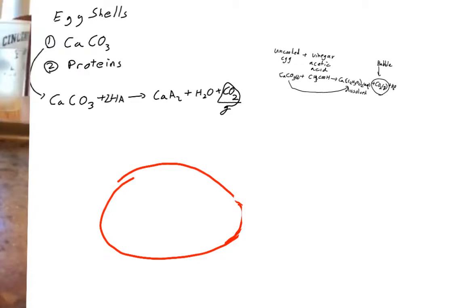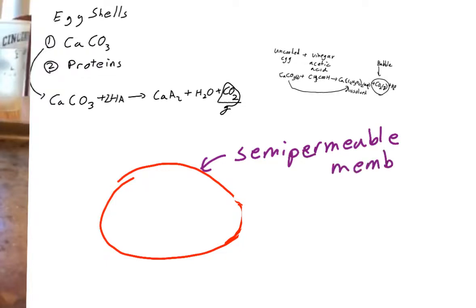You have what's known as a semi-permeable membrane. And this semi-permeable membrane keeps the egg together, and it allows for the passage of water molecules into and out of the egg. Let's take a look at a semi-permeable membrane. Okay, I'm going to draw a little semi-permeable membrane here.